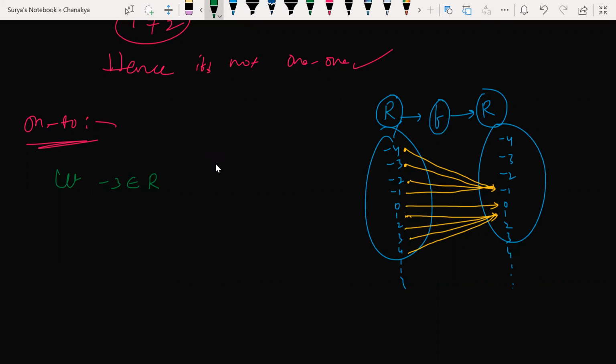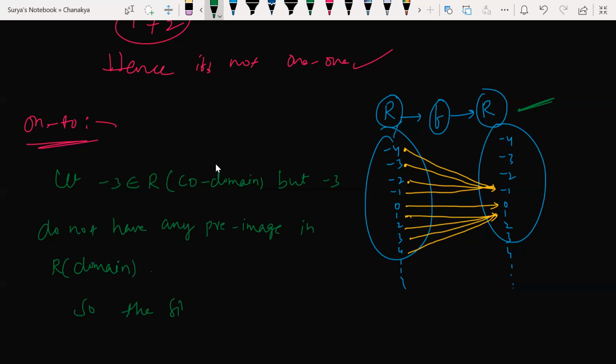-3 belongs to R, beta. Correct. Which is this R? Let me write in the bracket: codomain, so that you will not get confused. -3 does not have any preimage in R, where R is the domain R. So the given function is not an onto function.